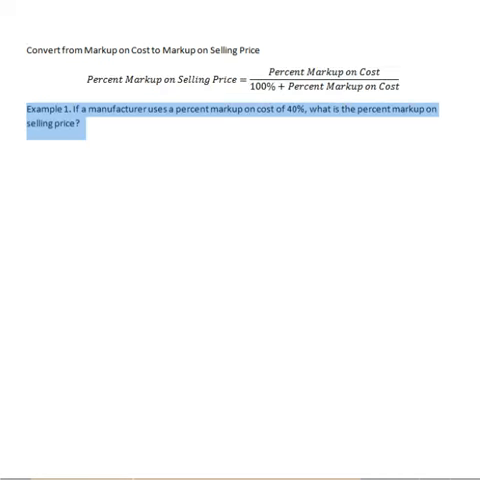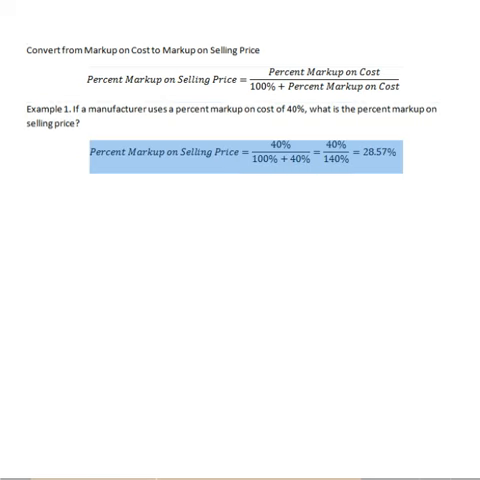So if we look at an example, if a manufacturer uses a percent markup on cost of 40%, what is the percent markup on selling price? So we plug it into the formula. 40% divided by 100% plus 40%, or 40% divided by 140%, will give us a percent markup on selling price of 28.57%.